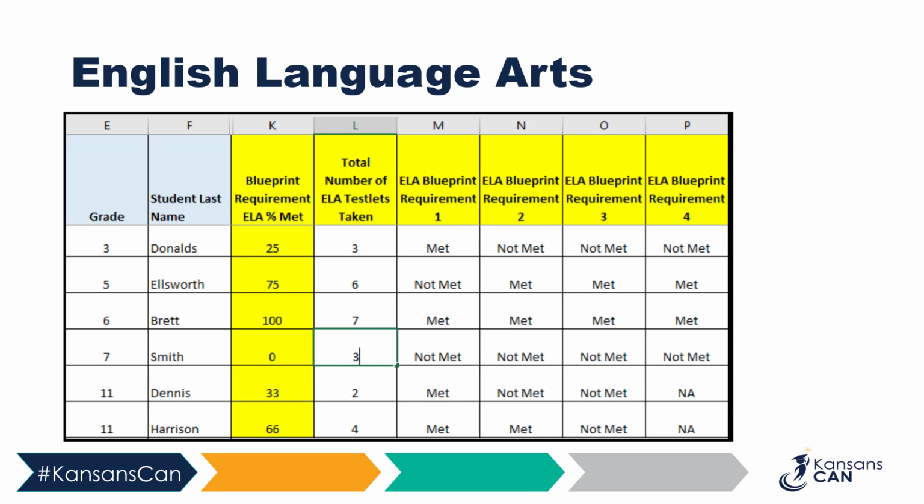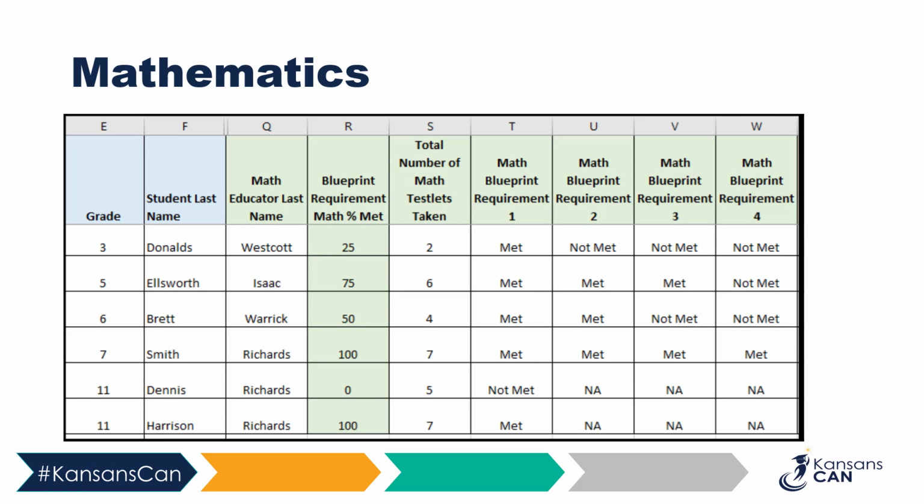So on that first line for the 3rd grader, they had completed requirement 1, therefore 25% of that blueprint was met. The goal is by December 20th, all students will have a 100%. In that column K that indicates the blueprint requirement. The same is true for math.